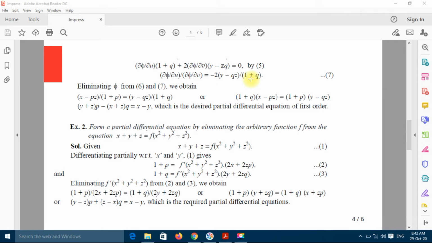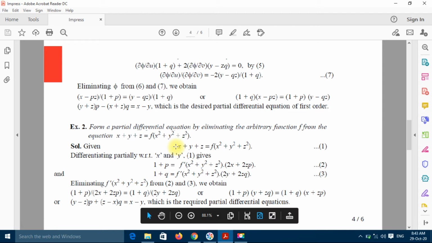Now from 6 and 7, both have the same left hand side, so their right hand sides are also equal. So (x minus pz) upon (1 plus p) is equal to (y minus qz) upon (1 plus q). And now if we simplify it, we get (y plus z) p minus (x plus z) q is equal to x minus y. This is our required differential equation, and here the partial derivatives of z with respect to x and y occur in first order. So the order of the differential equation is 1.